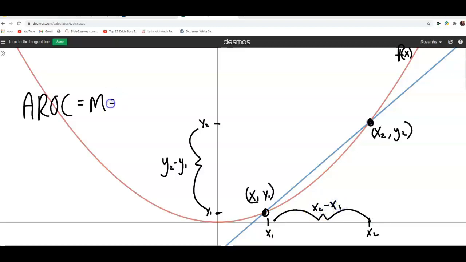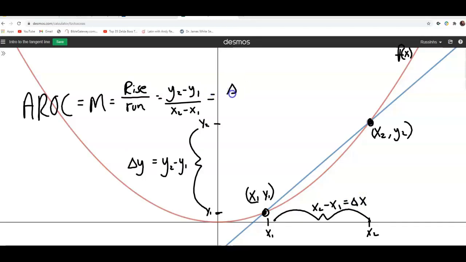And so as you guys know, slope is rise over run. My rise is y2 minus y1, and my run is x2 minus x1. So the average rate of change of my function, f of x, is the slope of this secant line, which is y2 minus y1 over x2 minus x1. And we learned a symbol for these also back in Unit 1. We call that delta y, and we call this one here delta x. Delta y and delta x just means y2 minus y1 or x2 minus x1. So another way we could write our slope is like this.